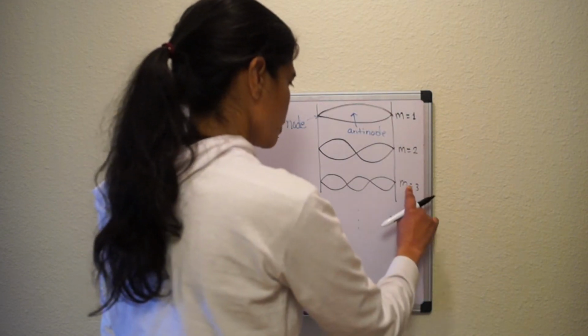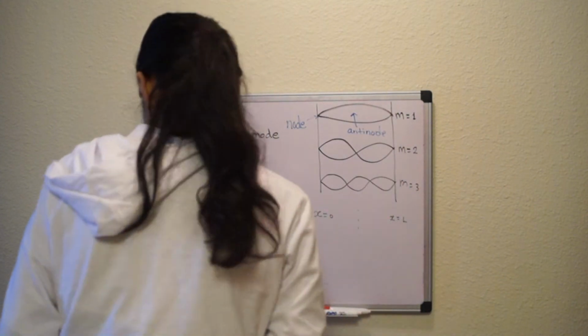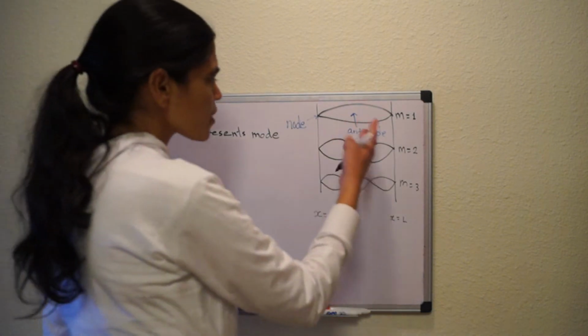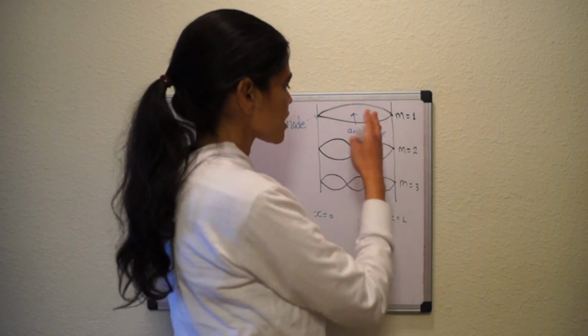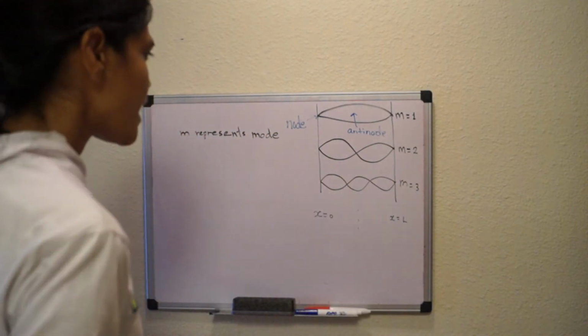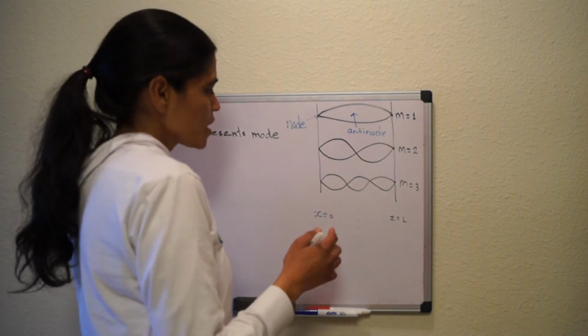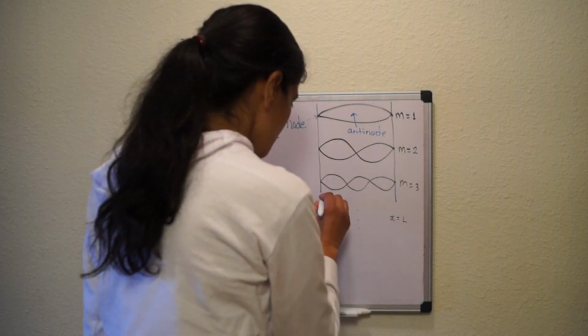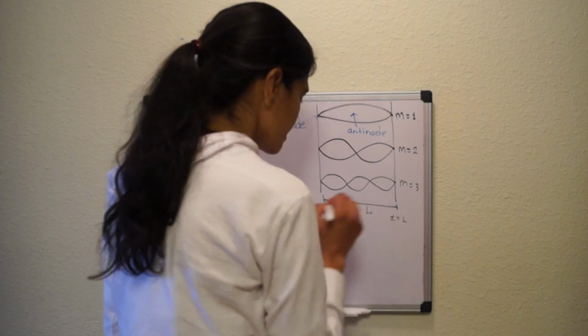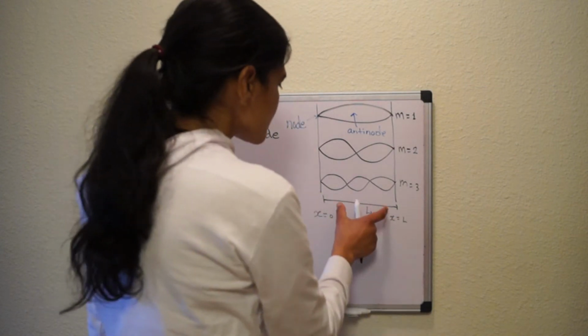So you see, mode 1 corresponds to 1 antinode, mode 2 corresponds to 2 antinodes, mode 3 corresponds to 3 antinodes, and so on. Alright, so these are the possible standing waves on a string of length L, right? Okay, so we want to now look at this. The whole length is now L, we know this.